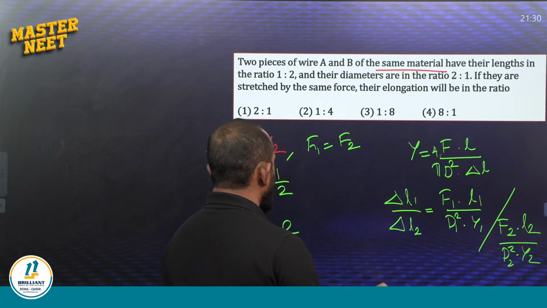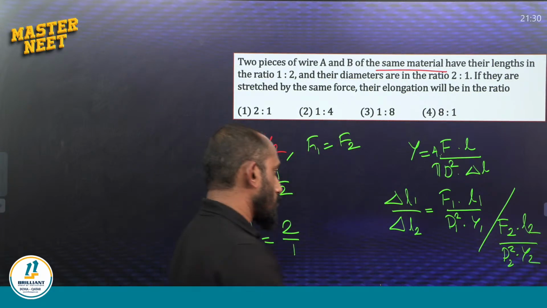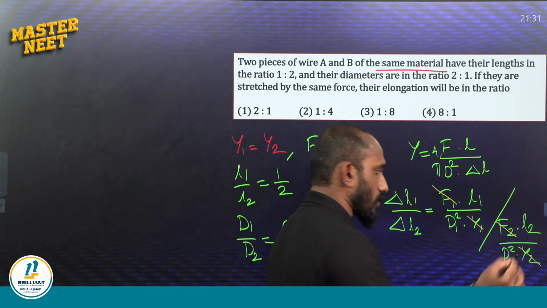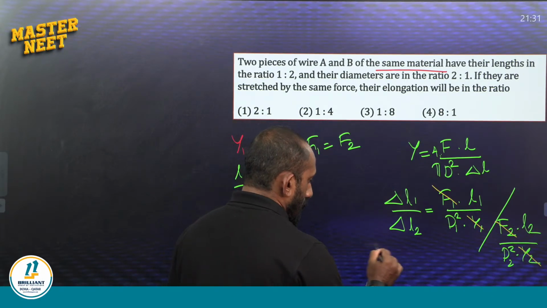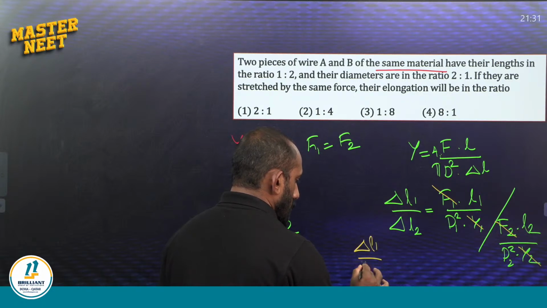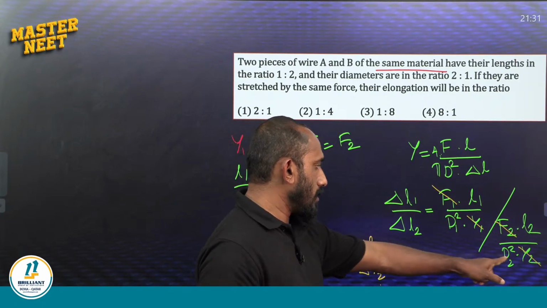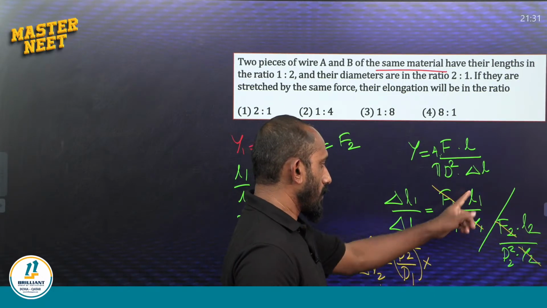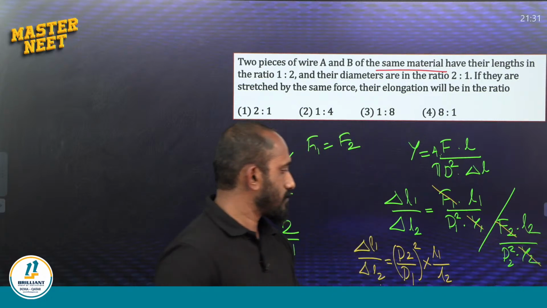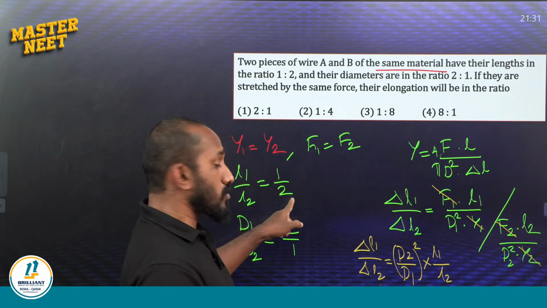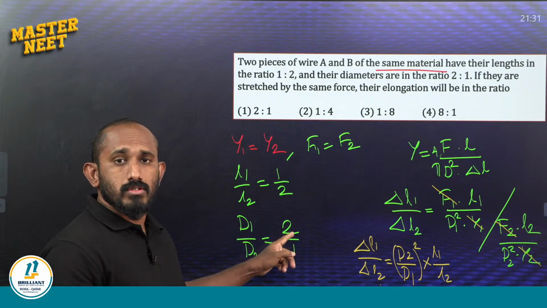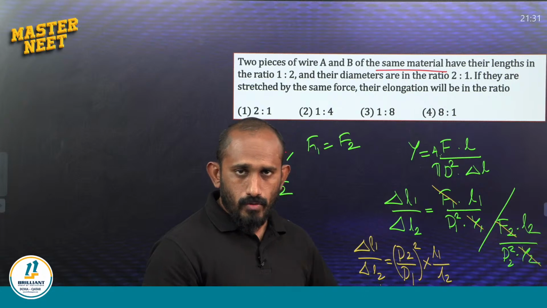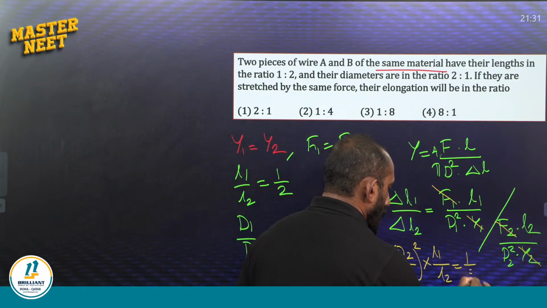Similar terms you can cancel each other. See, Y1, Y2 and F1, F2 are the same. So F1 F2 cancels, and Y1 Y2 also cancels. Remaining will be delta L1 by delta L2 equal to, with the reciprocal, D2 by D1 the whole square into L1 by L2. We have L1 by L2 as 1 by 2, D1 by D2 is 2 by 1, so D2 by D1 is 1 by 2. So 1 by 2 square into 1 by 2, that is 1 by 4 into 1 by 2, equal to 1 by 8.